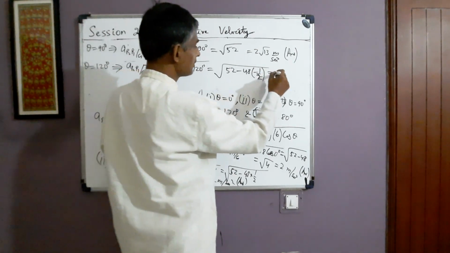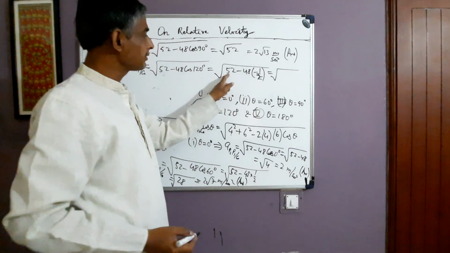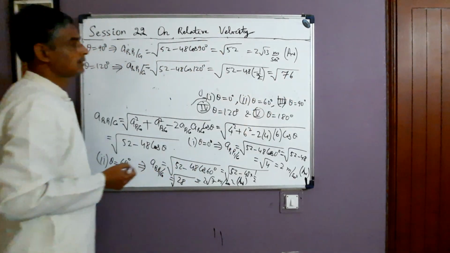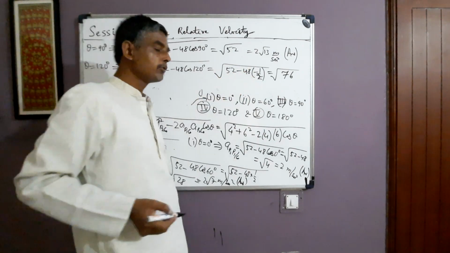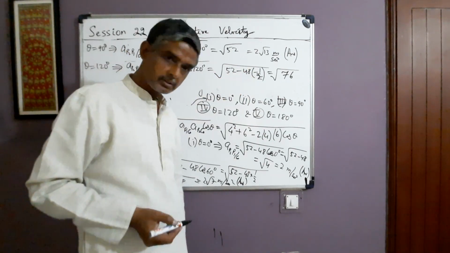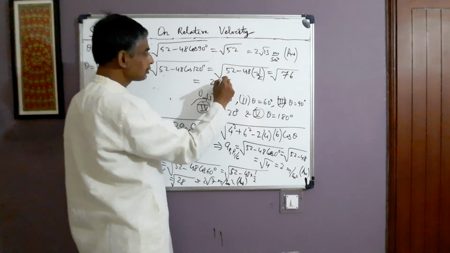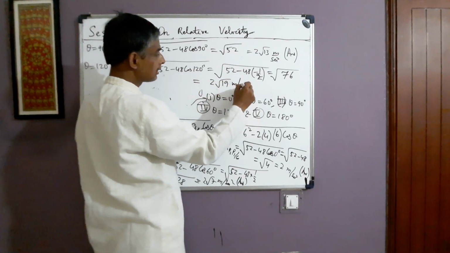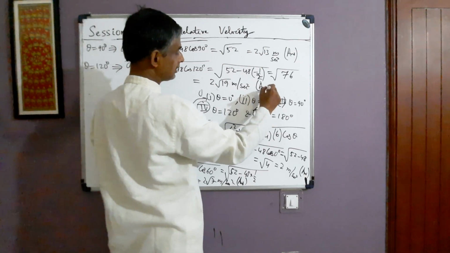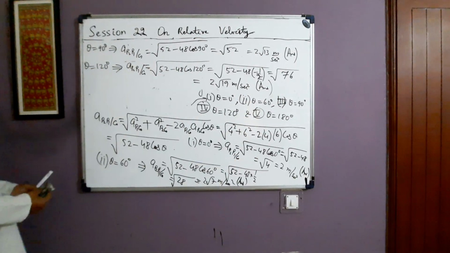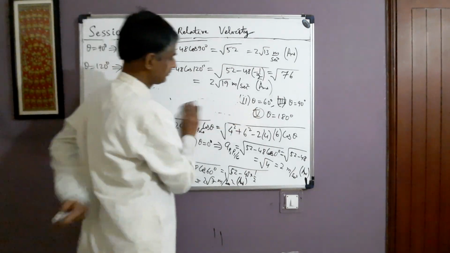This becomes root under 24 plus 52, which is 76. 48 by 2 becomes 24, 24 plus 52, 76. So this becomes 4 into 19, so 2 root 19 meter per second square. This is the required answer.